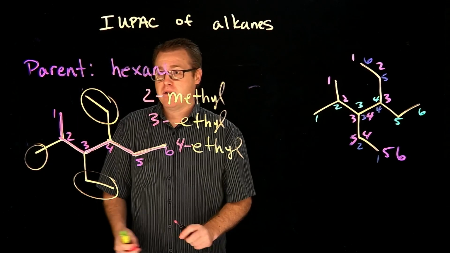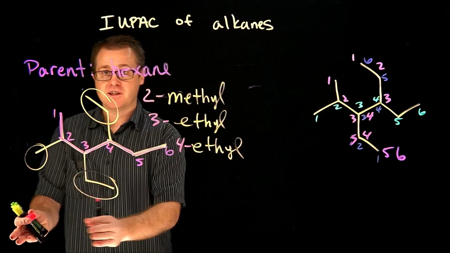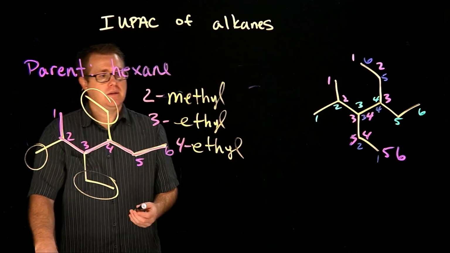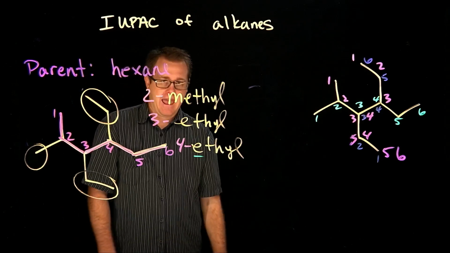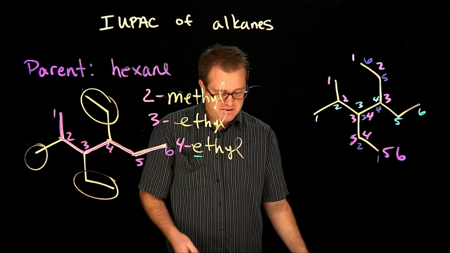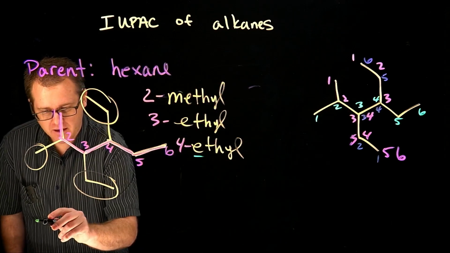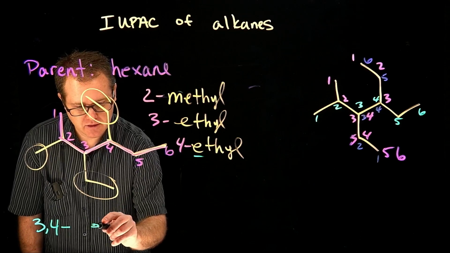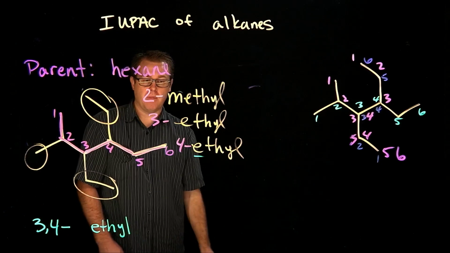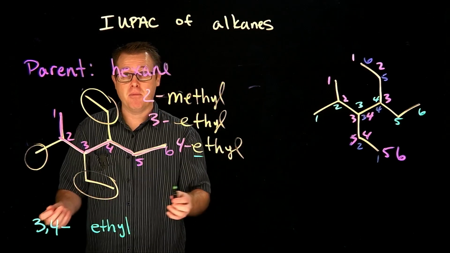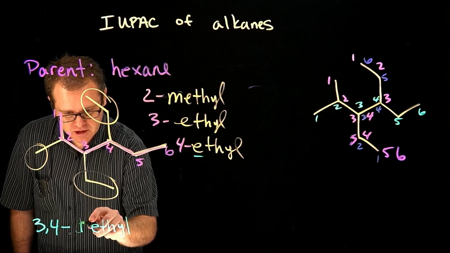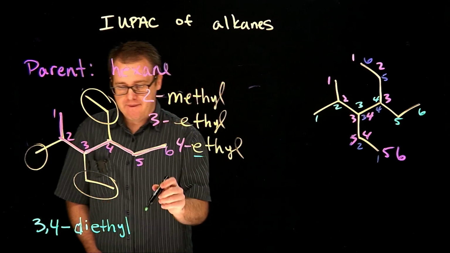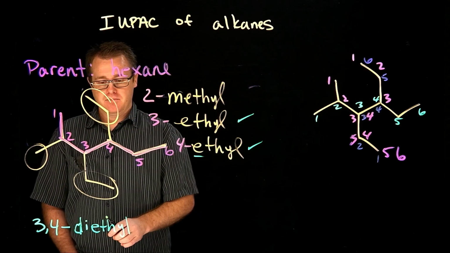Now we just have to put this all together, putting the substituents first in the name. But when we put the substituents, they have to be in alphabetical order. And we see that E comes before M. But there's 2 of them. So how do we tackle that problem? Simple. We just say, okay, we have a 3,4-ethyl. But we have to put a prefix. If there's multiple, we need to specify how many there are. There's 2 of them, so we have to put the prefix di. So we have a 3,4-diethyl. So we got that one in the name.